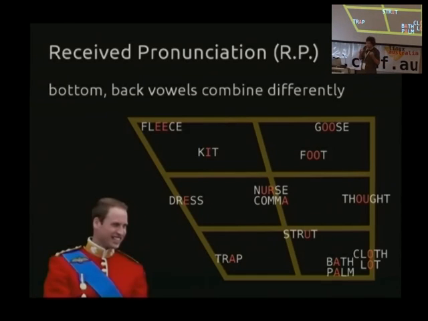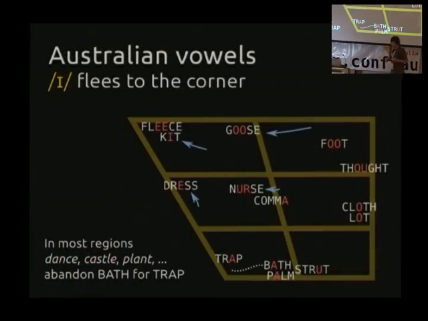Now, this is getting to why you can't just use an American model. In Australia, there are two things that happen. In this Bath lexical set, some of the words have jumped out of that into the Trap lexical set, like dance and glance, except in Adelaide where they've stayed with Bath.